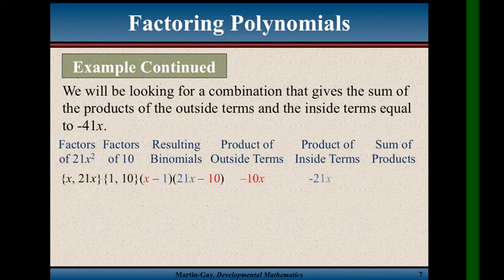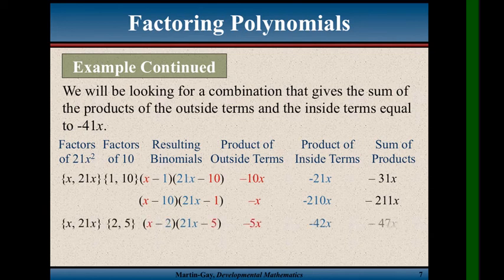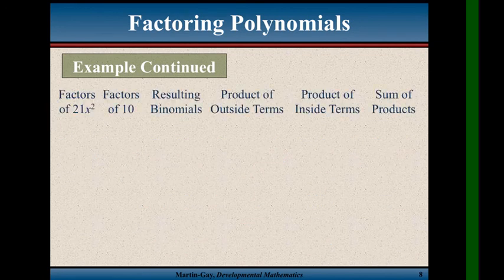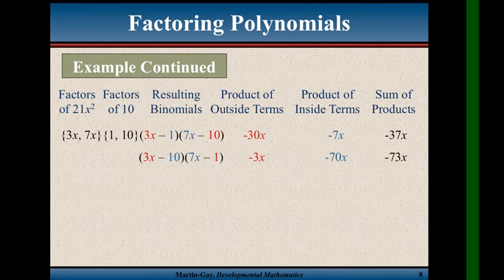So we will have first this one. The sum of the products is negative 31x, so that's wrong. For this one, that's wrong again. If we use x and 21x with 2 and 5, we have negative 47x. That's wrong again. How about this one? Wrong again. Another, negative 37x, is wrong. How about negative 73x? That's wrong. Then we need to change the numbers. Negative 29x is wrong again.